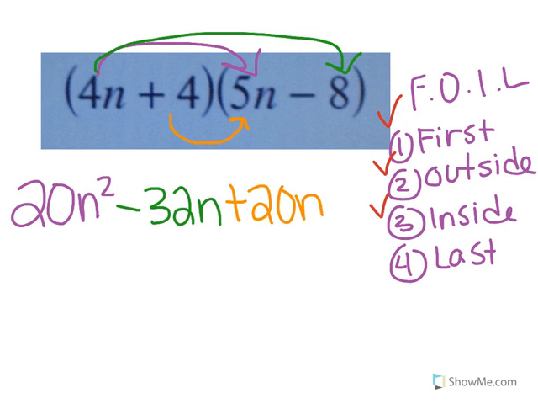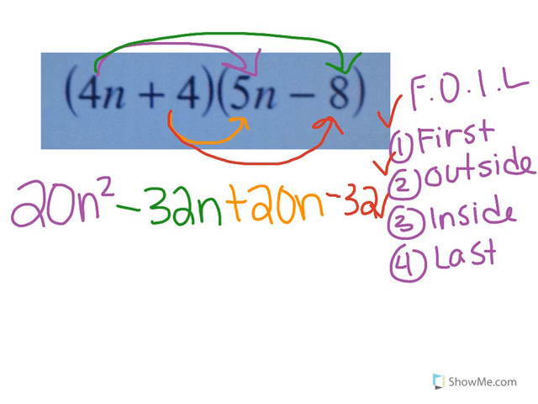And then I'll do my last terms, my positive 4 times my negative 8, and that's going to give me negative 32. So the last thing I have to do is combine like terms.